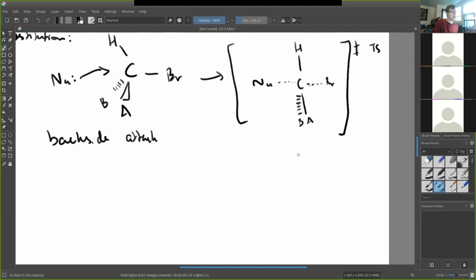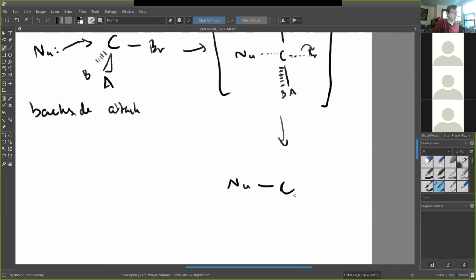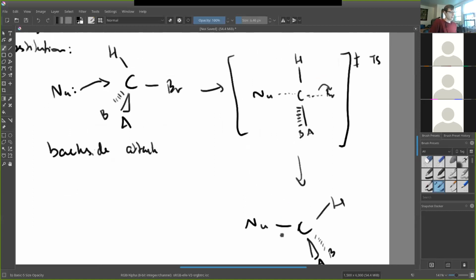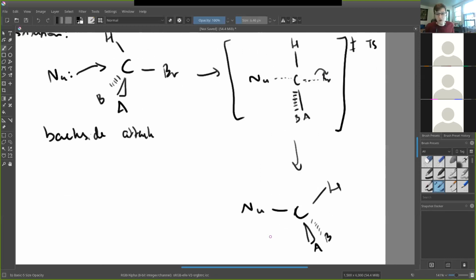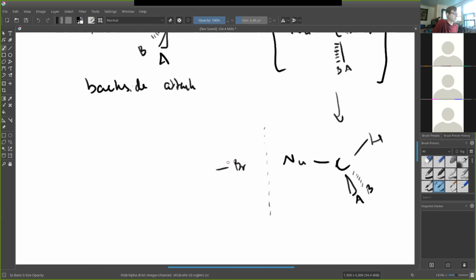So this is our transition state, and then what happens is this bromine is going to pop off, right? It's going to come off. And so what happens is we get this nucleophile, this Nu, right? And then the hydrogen is up here, and then this A is over here, and the B stays in the back. Okay. And what you'll notice is it's a little different. It's not exactly the same molecule, right? Because we swapped out that bromine for the nucleophile. But look at this.